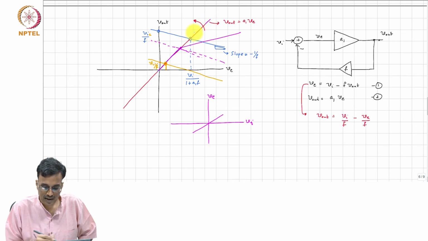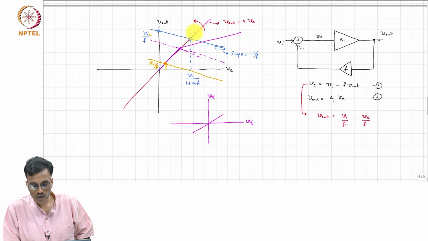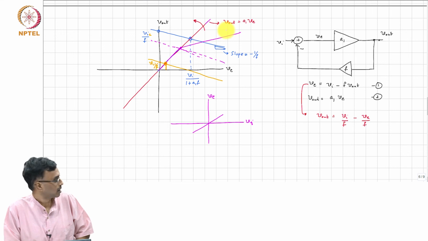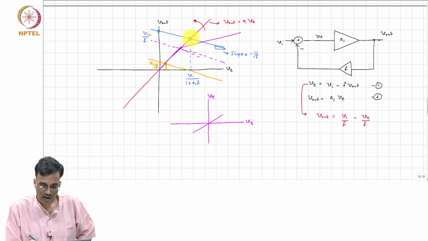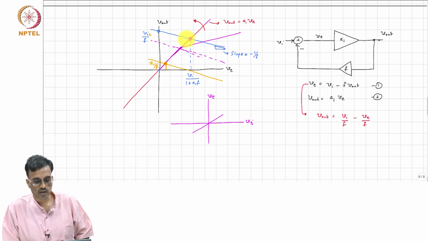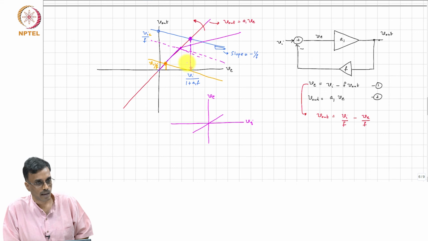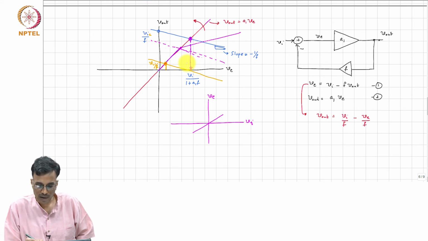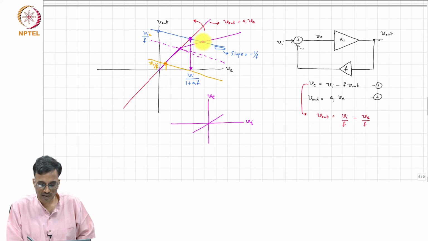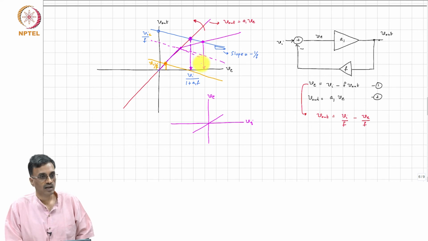The red line shows the output characteristic of the amplifier without any nonlinearity, or without any saturation. Now, the magenta line shows the output with saturation, correct. So, what is the error voltage without saturation? Error, that is Vi by A1. That corresponds to this point. What is the error voltage with saturation? It is much higher. So, with saturation you can see that the error voltage is much higher.